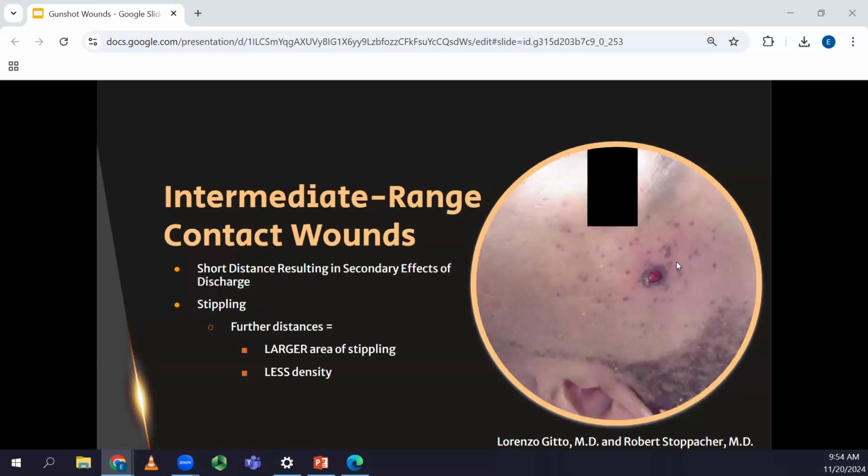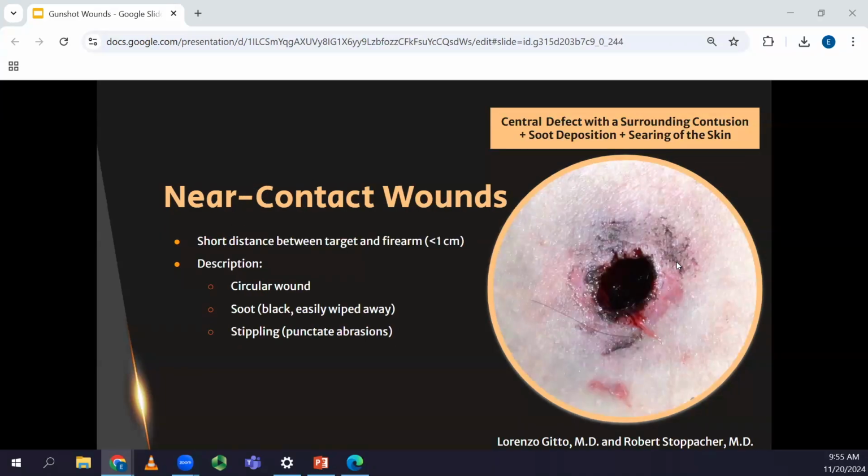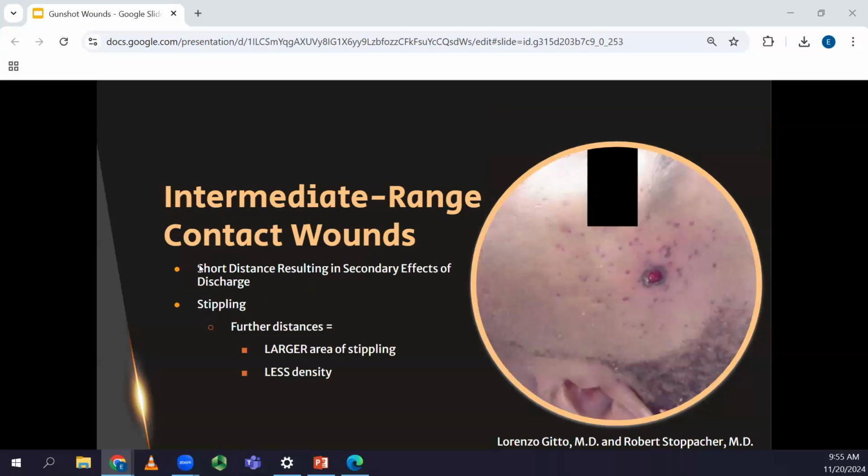Now, intermediate range. Yeah, you could describe that. You could say that it's sort of intermediate, it's not continuous, circular. Yeah, soot, exactly. Describe exactly what you see. With this one, intermediate range, where unburnt gunpowder can travel as far as 4 feet, which is what we sort of describe as intermediate range.